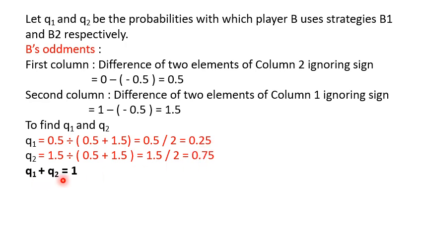So Q1 plus Q2 is equal to 1, which means the probability that player B will use strategy B1 is 25% and the probability that player B will use strategy B2 will be 75%.